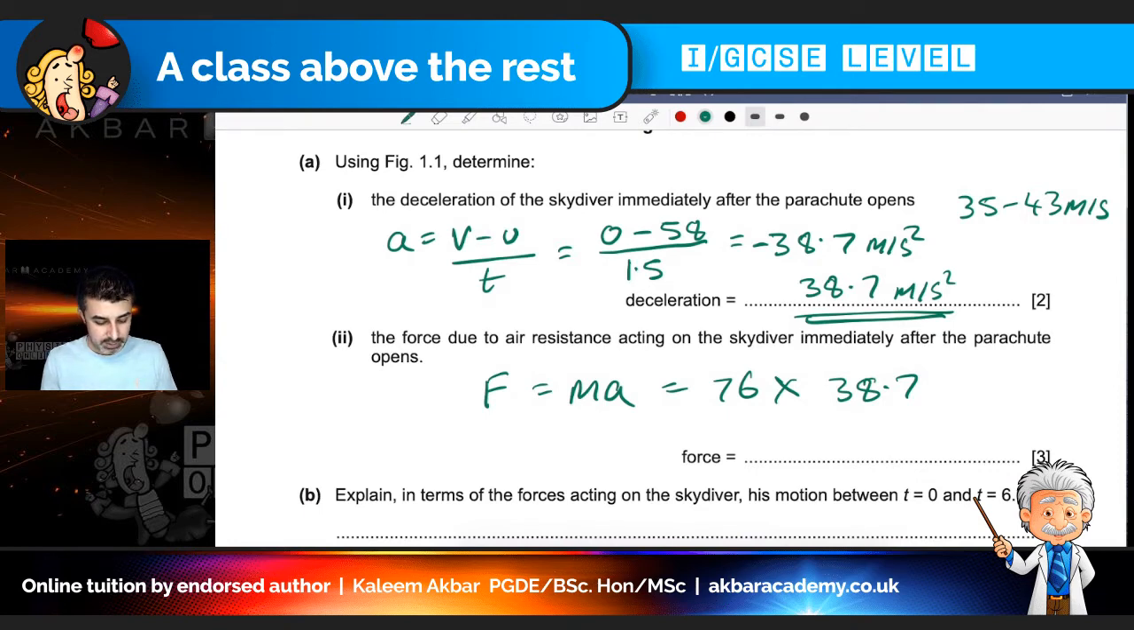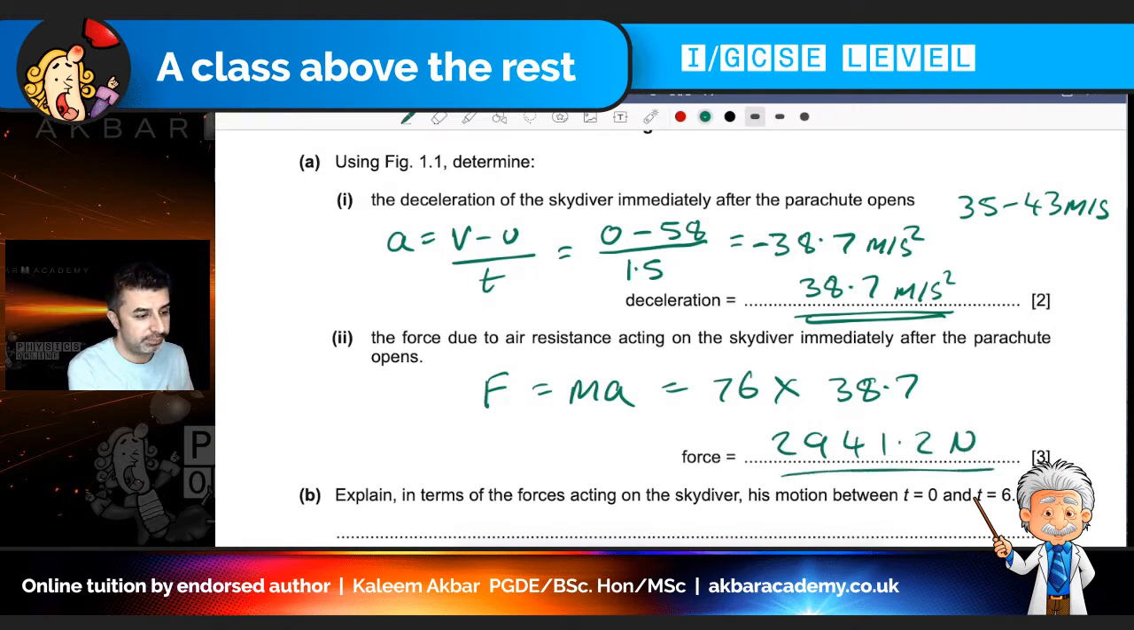So 38.7 times 76, and I get 2941.2 newtons. Now, very often I'm asked by students, do I have to leave the answer in standard form? Now, listen, at IGCSE level, you don't, okay? Especially for the Cambridge syllabus, you don't have to, but your teachers are teaching you good habits, but it is one less thing to worry about in the actual examination itself. Don't leave the answer as a fraction. That's the no-no. Next.